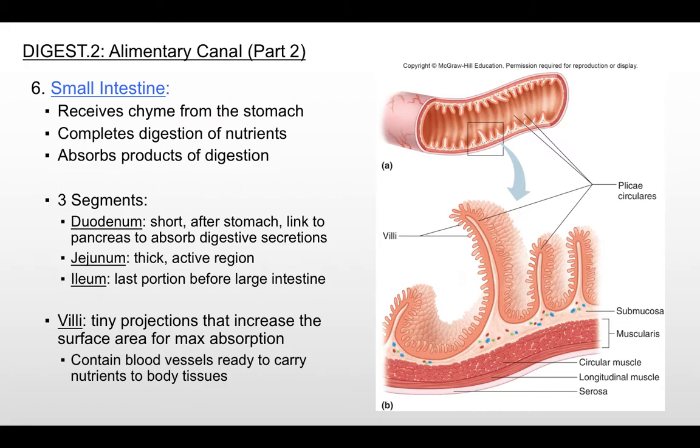Like I said, you're trying to absorb nutrients not just into your general body cavity, but into your blood. So a lot of these villi are wrapped very intimately with blood vessels, with capillaries specifically, that are ready to carry those nutrients to the rest of your body tissues. As I mentioned, you have even smaller projections on these villi that you can't see, and those are called microvilli to, again, further increase that surface area.